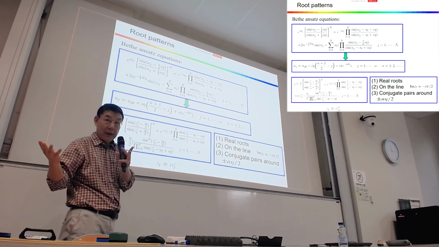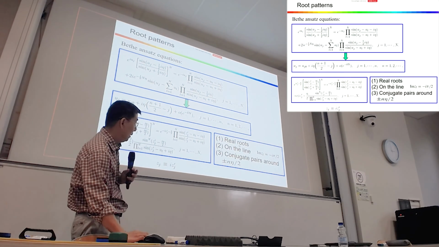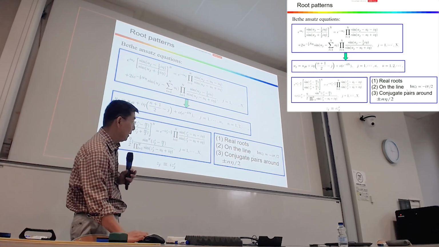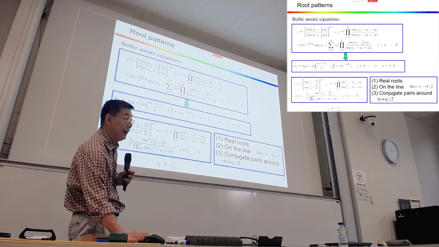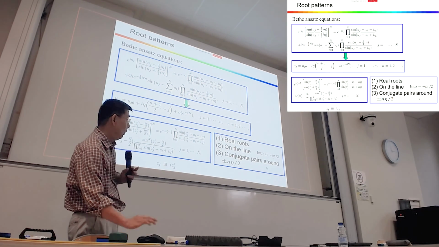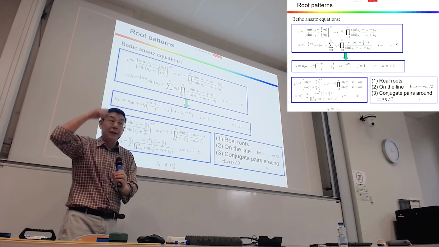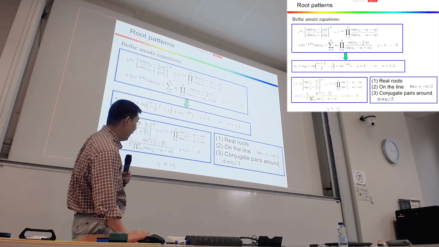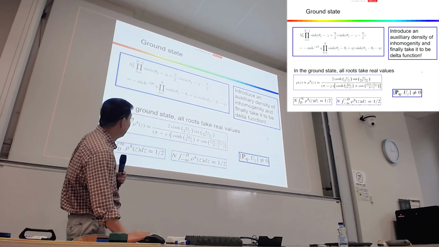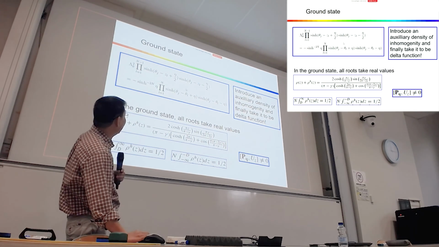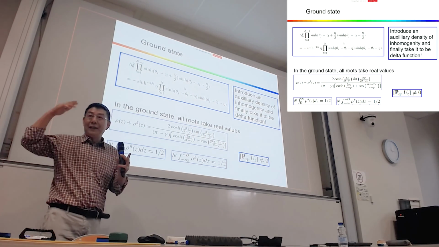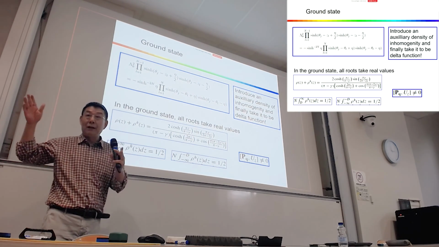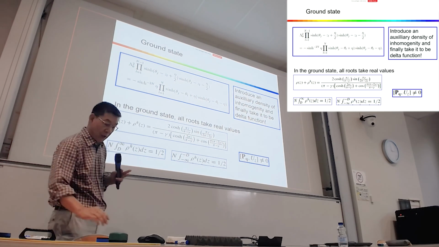3 kinds of zero roots. One is real, the other is on the line of the half pi, and the others are all conjugate pairs, just symmetric to the real axis. Okay, so with these patterns, now we can use the method I mentioned with the auxiliary inhomogeneous parameters.